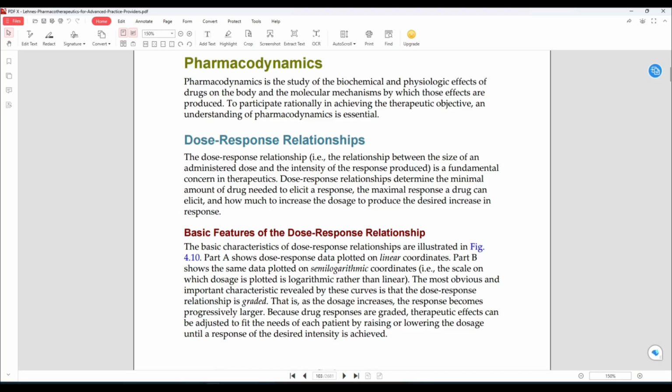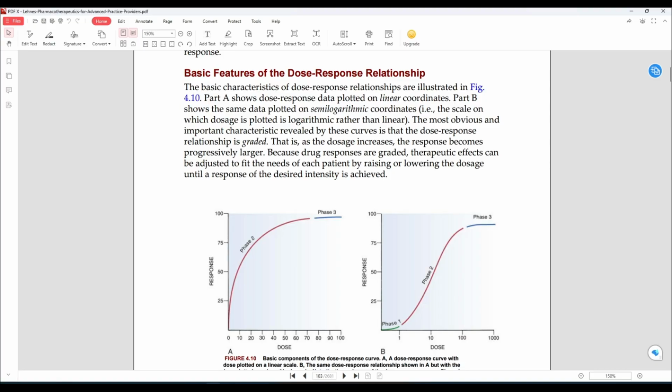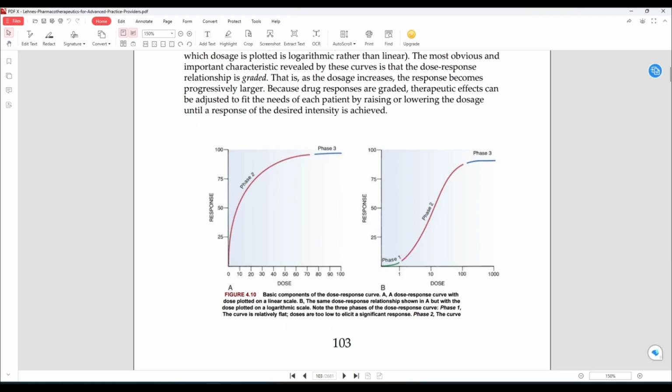Basic features of the dose-response relationship. The basic characteristics of the dose-response relationship are illustrated in the following figure. Part A shows dose-response data plotted in linear coordinates. Part B shows the same data plotted in semi-logarithmic coordinates. The most obvious and important characteristic revealed by the curves is that the dose-response relationship is graded. That is, as the dosage increases, the response becomes progressively larger. Because drug responses are graded, therapeutic effects can be adjusted to fit the needs of each patient by raising or lowering the dosage until a response of the desired intensity is achieved.